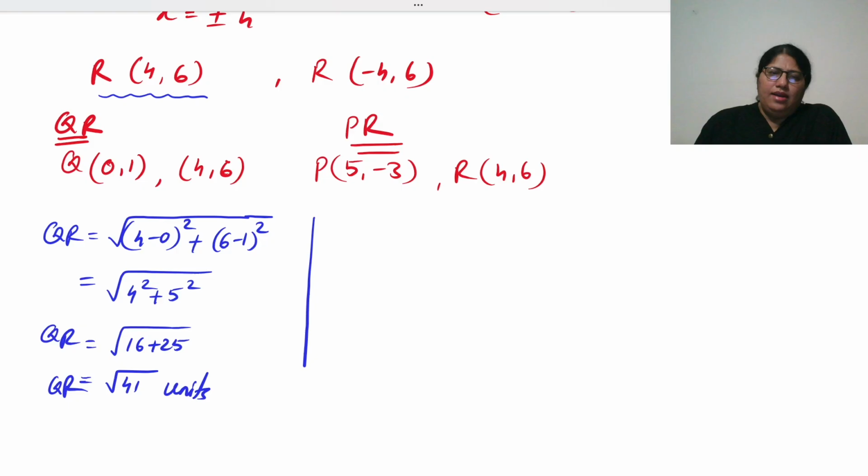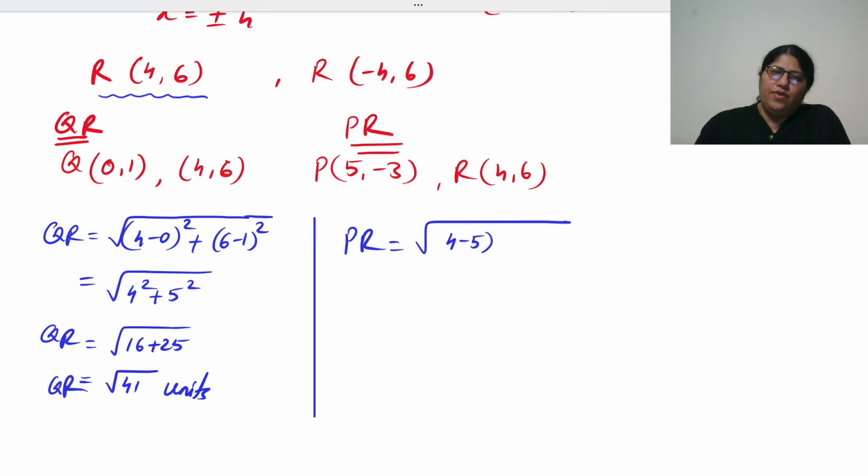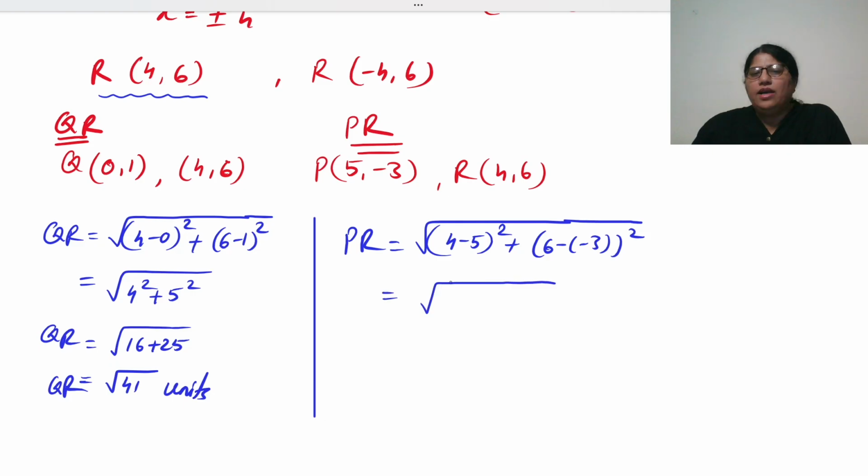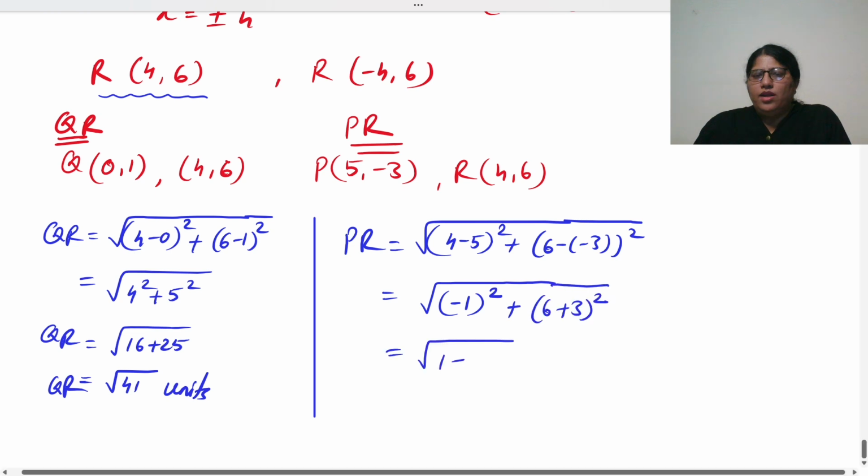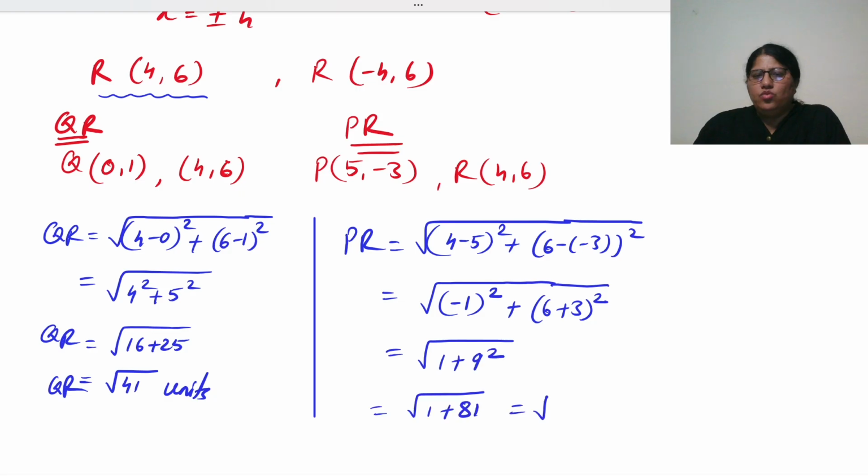Similarly here, how are we going to calculate PR? I can take x1 minus x2 or x2 minus x1, 4 minus 5 whole square plus 6 minus of minus 3 whole square, right? So what will be this here? Only you need to be careful when you are calculating the negative value. Minus 1 whole square plus 6 plus 3 whole square, right? Which is nothing but 1 plus 9 square, which is 1 plus 81, which is root 82.